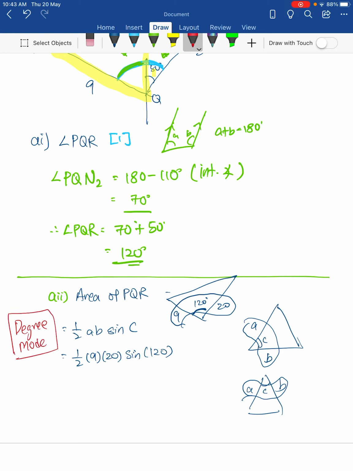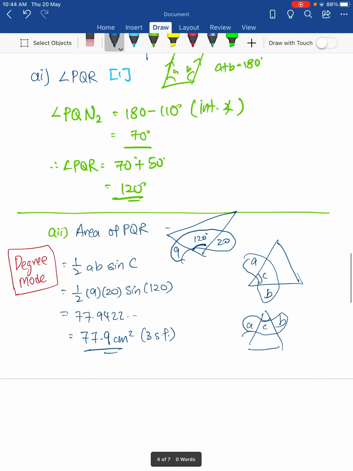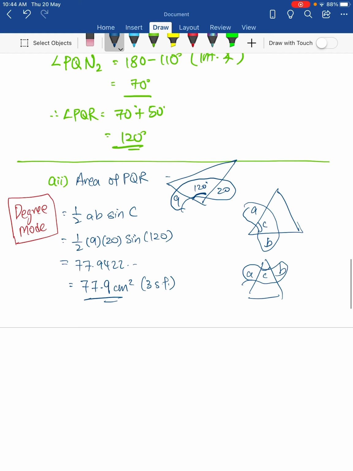When we do radians, then we have to convert to radian mode. Normally, for any others, we always keep it as degree mode. You have a D on top of the calculator. Once you plug in these values, you should get 77.9422... This is area, so we round off to 3 significant figures. Just indicate as 3SF. So that is for A part 2.